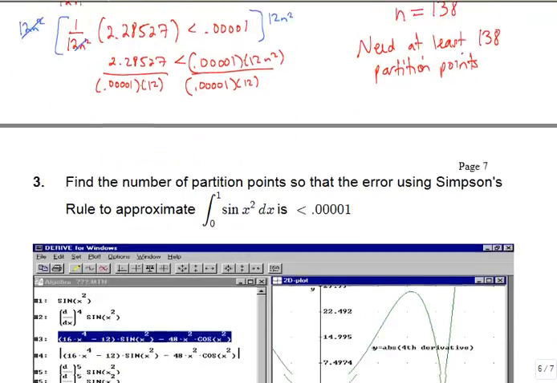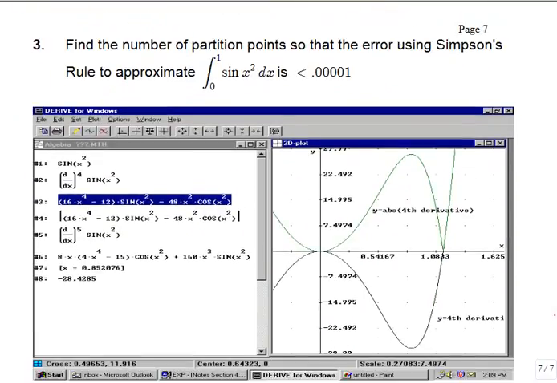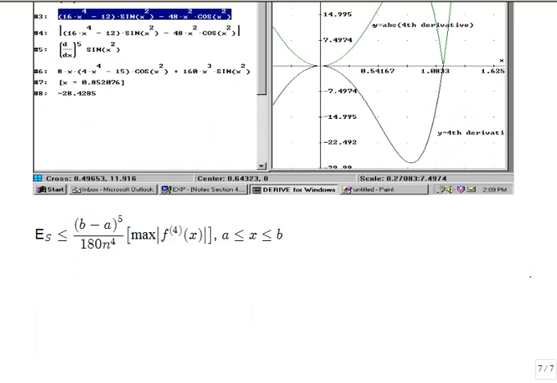Okay? Let's try that same kind of problem, but this time for Simpson's rule. So same integral, 0 to 1 of sine of x squared, same error, but we want to figure out how many partition points it's going to require to be within that level of accuracy using Simpson's rule. The error for Simpson's rule is this formula right here. Slightly different formula. And we want this error to be less than 0.0001.